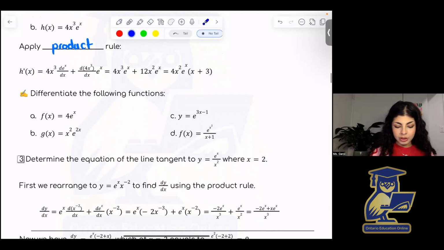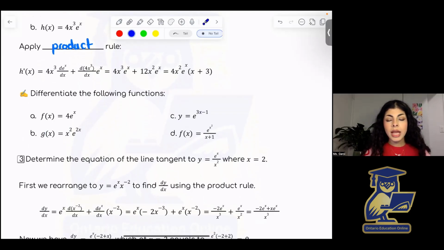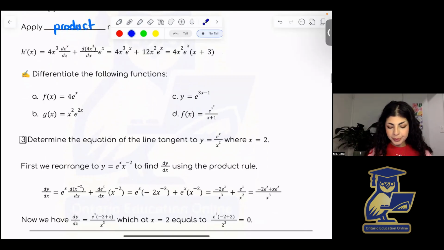Now, I would suggest you try these four on your own, and if you're ever unsure, especially with differentiating problems, you can always search up derivative calculators and check your answers for any of these, or leave a comment on our Google Classroom to check your answer.